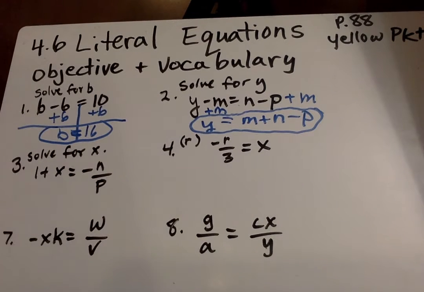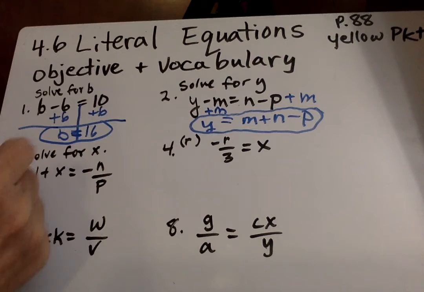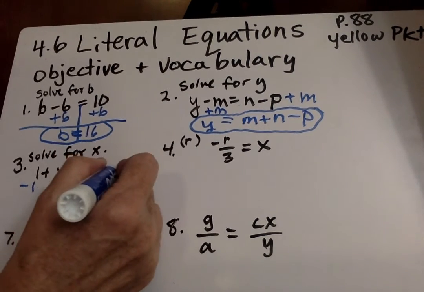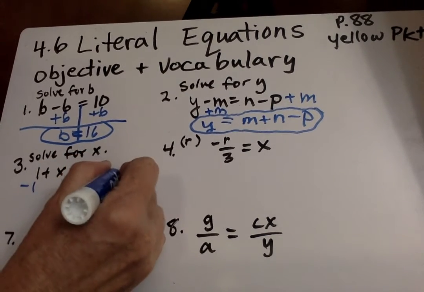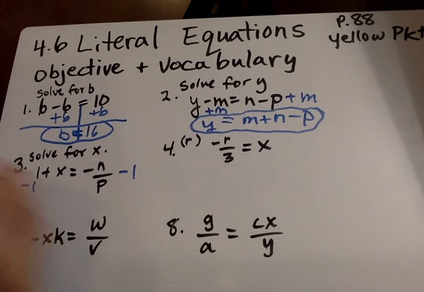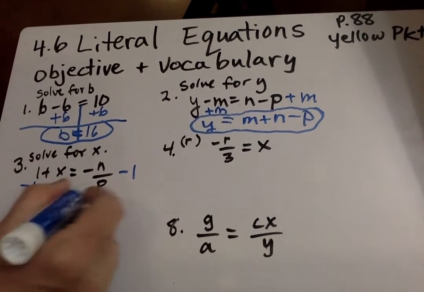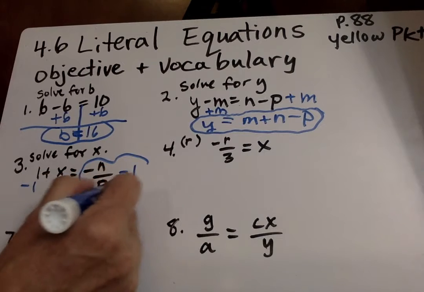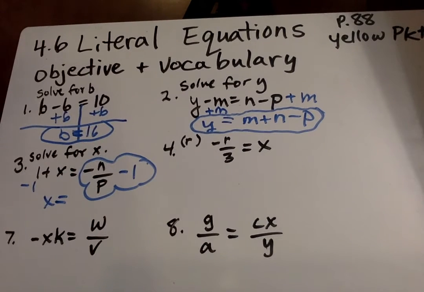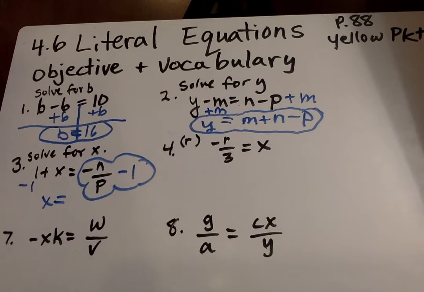Okay, now it gets a little more challenging. Number 3 says solve for x. Here's x, and I have a 1 added to it. I'm going to subtract 1. I cannot combine that with any of those, so I just put subtract 1. So x equals, and for lack of space, negative n over p minus 1. That's what x is equal to. You will not be getting single-digit answers on most of these problems. This was kind of an exception to the rule.